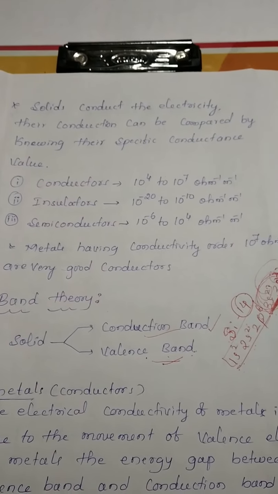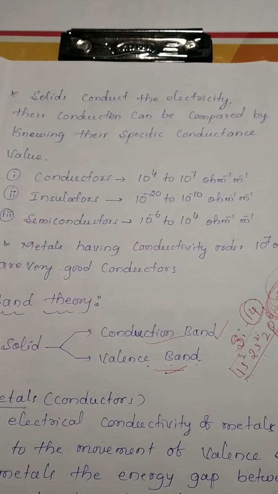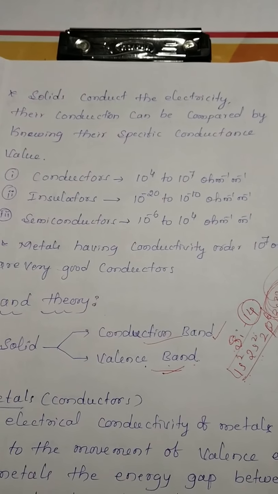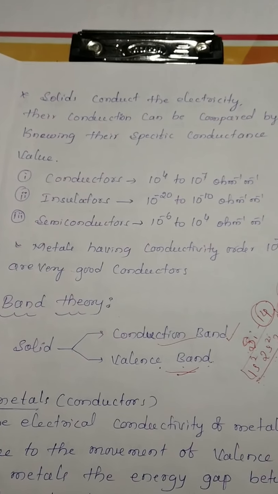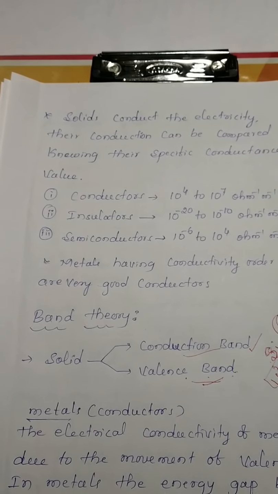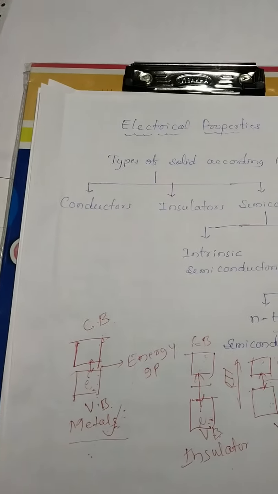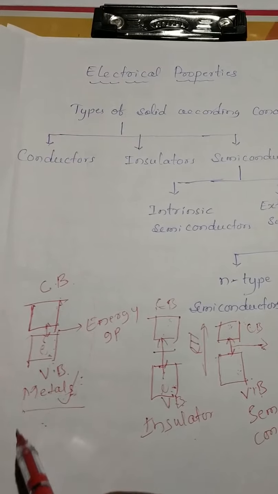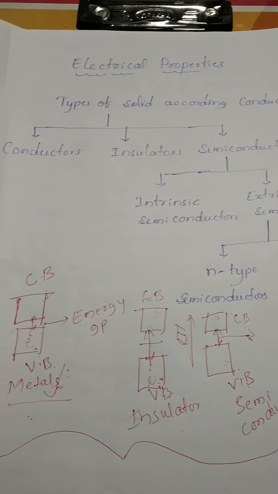If electrons jump from the valence band to the conduction band, it acts as a conductor. If electrons cannot jump from the valence band to the conduction band, it acts as an insulator. In detail, we can easily study that by knowing the energy gap between the valence band and conduction band. Just see these three diagrams.